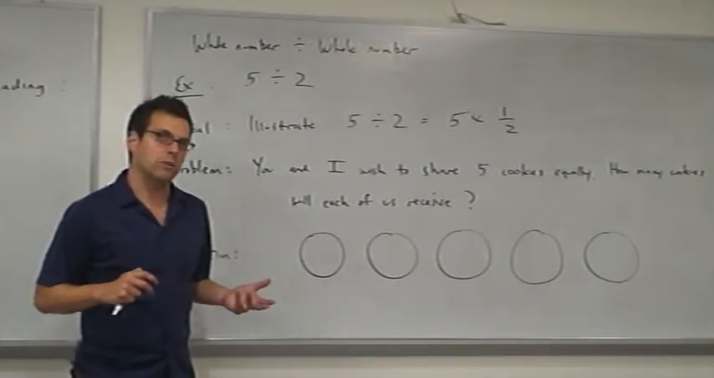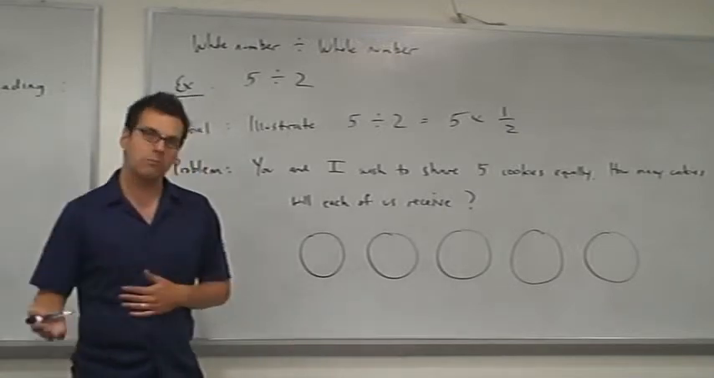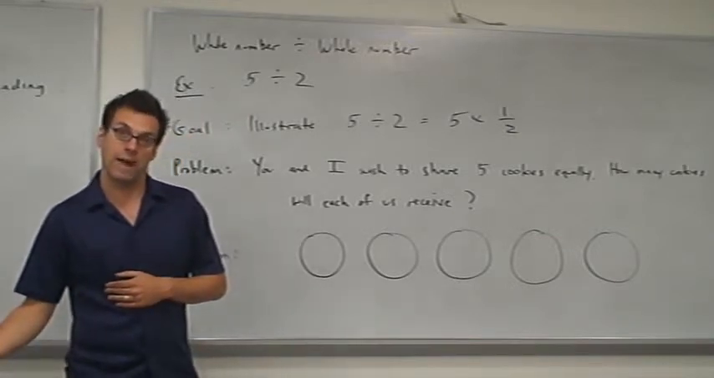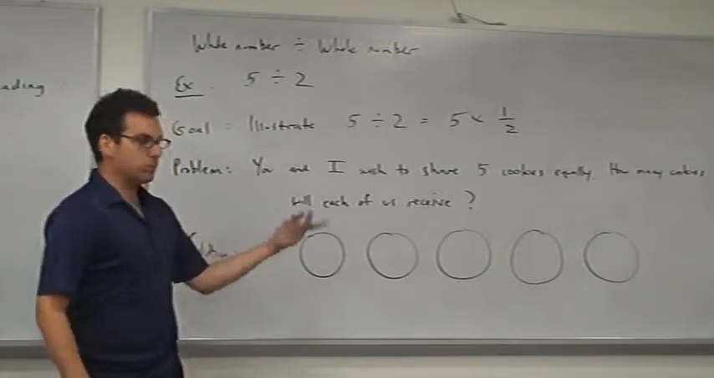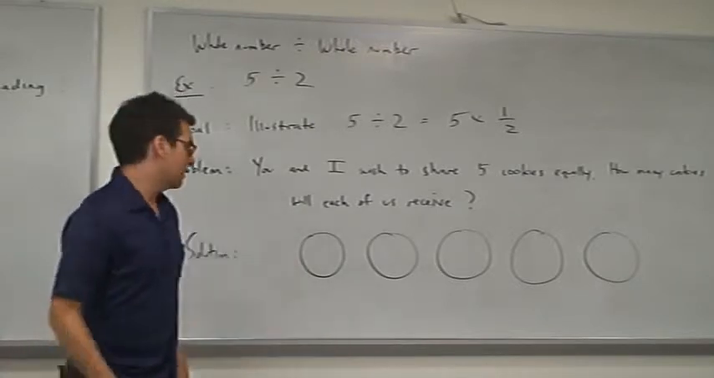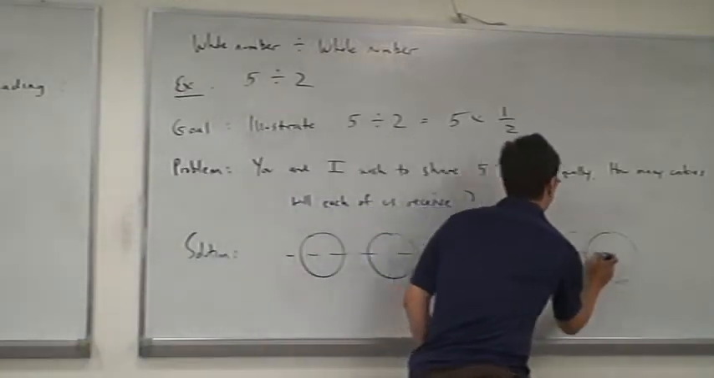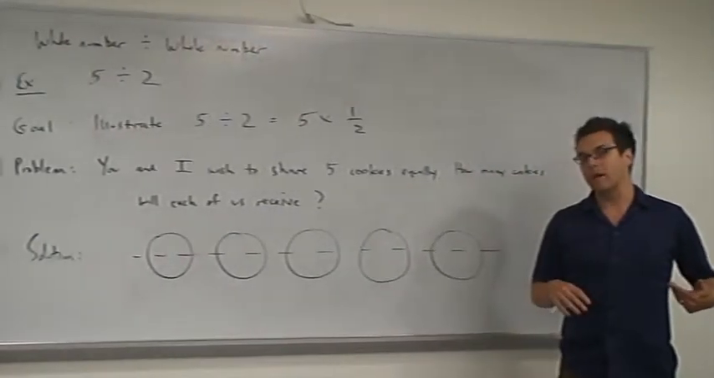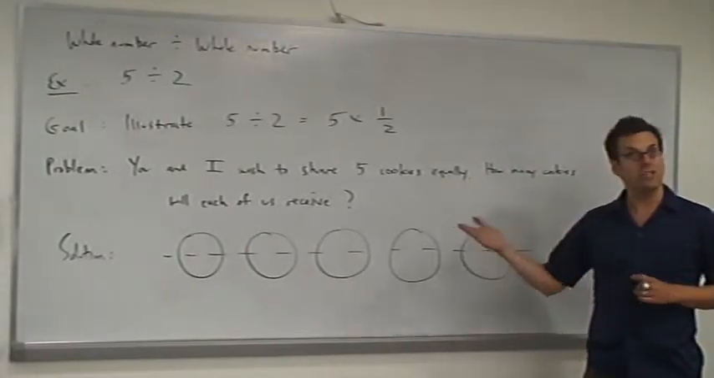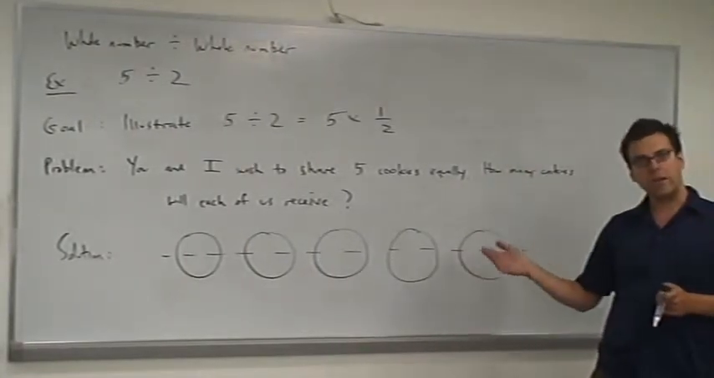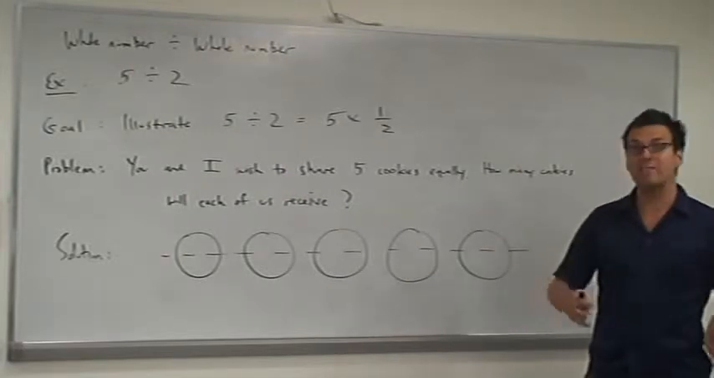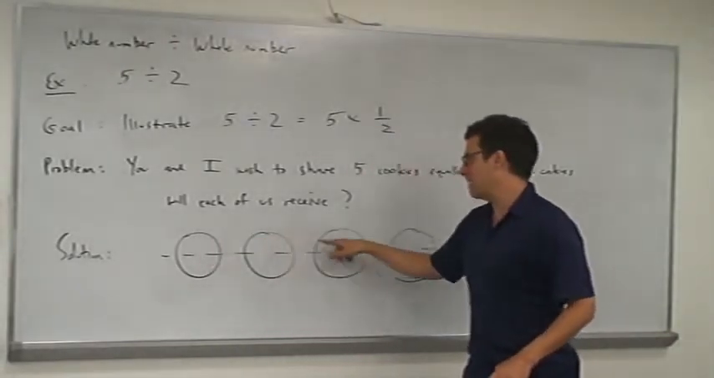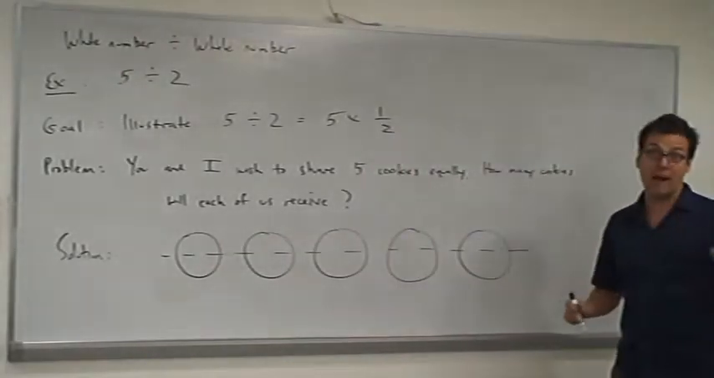And now what we want to do is just illustrate that in the solution of this problem, we see that the solution is found by taking 5 times 1/2, or multiplying 5 by 1/2. One way to do that is simply to split all these cookies in half. So with all these cookies, let's just cut them in half like so. And let's say you take all the top halves and I take all the bottom halves. Now the answer to this problem is how many cookies each of us receives. And by doing this, it's quite clear that each of us receives 5 halves of cookies, right? If I get all the top halves, I get a half, a half, a half, a half, a half. I get 5 halves of cookies.